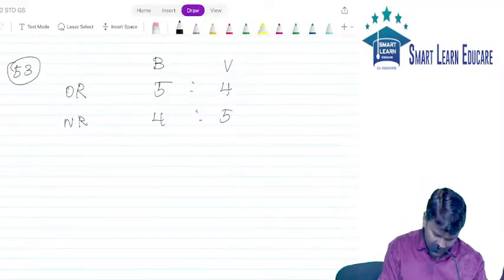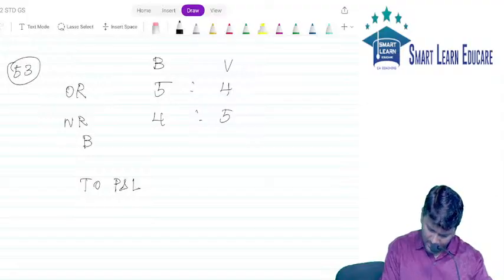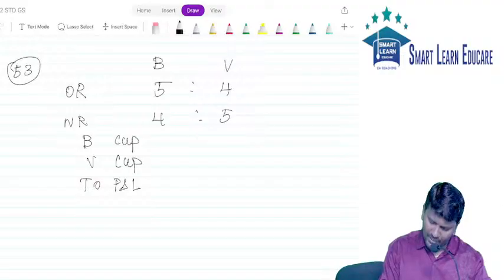P&L is having debit balance. So to transfer it, P&L should be credited. It is transferred to partners capital. So B's capital account debit, V's capital account debit to P&L.